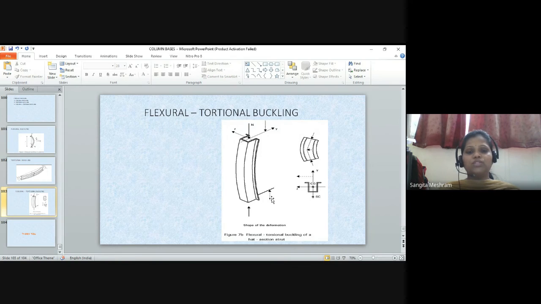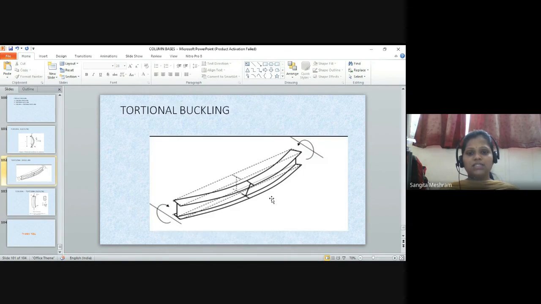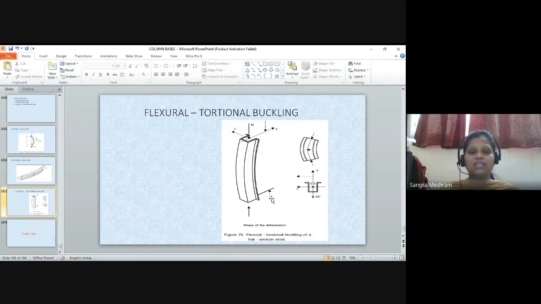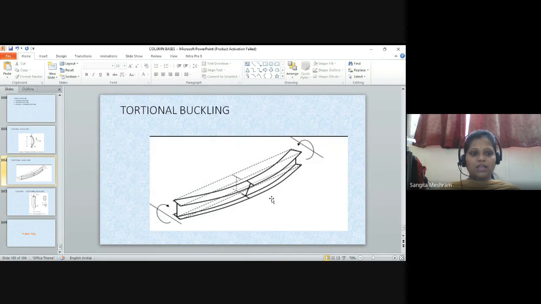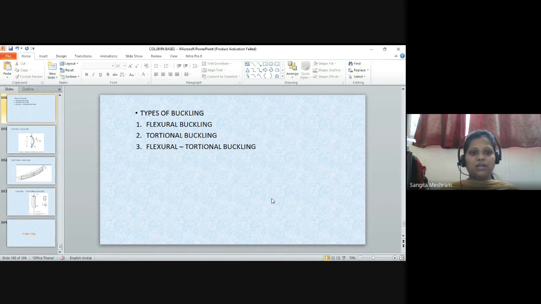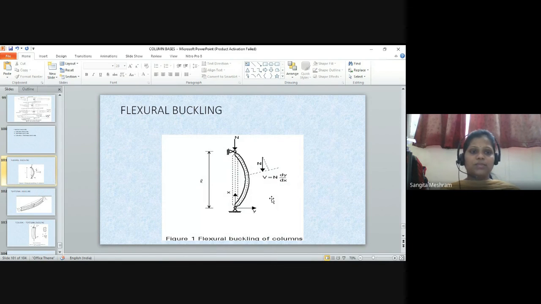Then a combination of both. This is flexural, this is torsional buckling, and this is flexural torsional. Just see the figure. This is related with flexural torsional buckling. So according to this failure, we have to design the compression member.